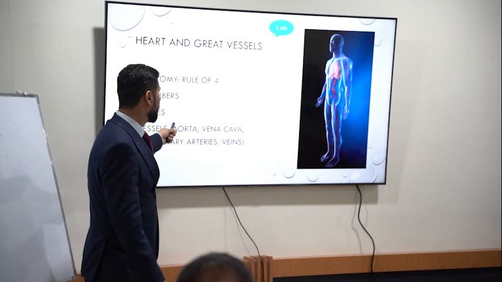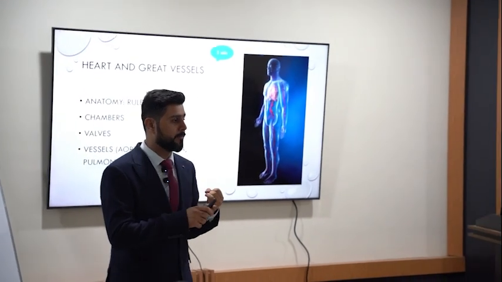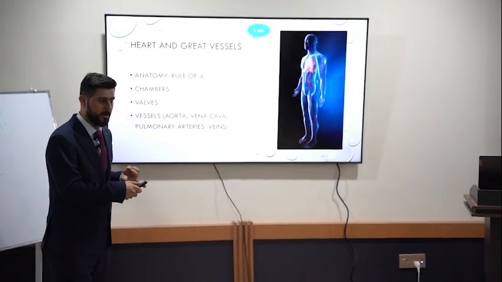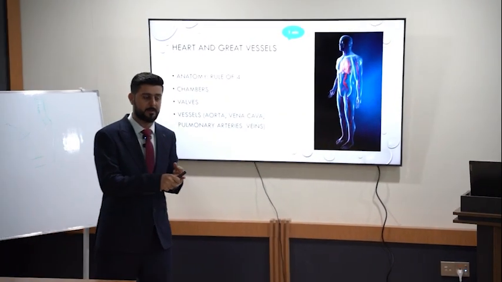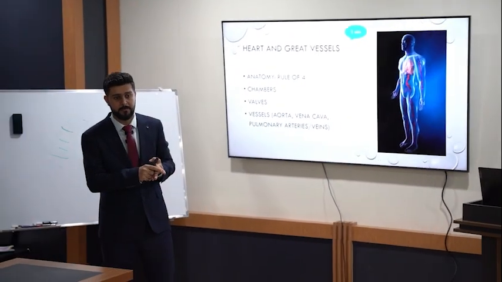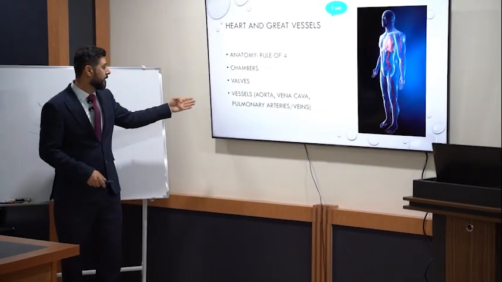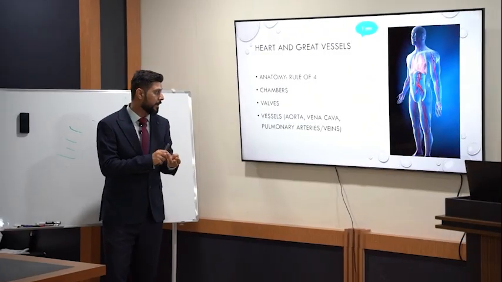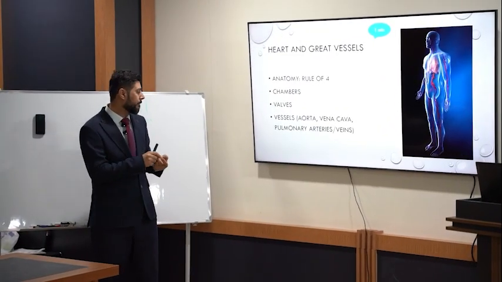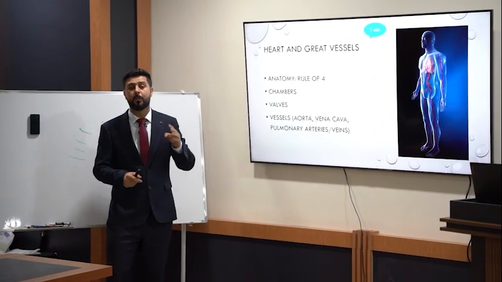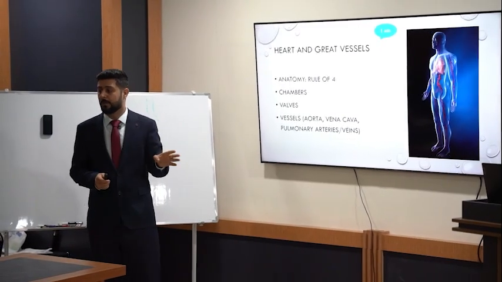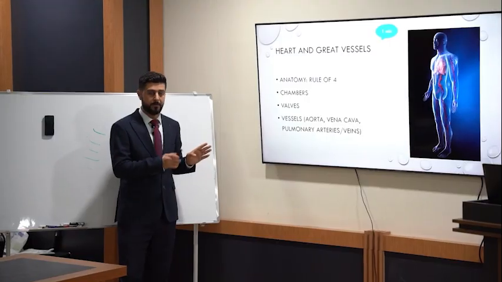Then we have 4 valves: the pulmonary valve, the aortic valve, the tricuspid valve, the mitral valve. 4 valves. And vessels, we have 4 great vessels: the aorta, the vena cava, the pulmonary arteries, and we have 4 draining veins to the left atrium. So we can say it is the rule of 4.